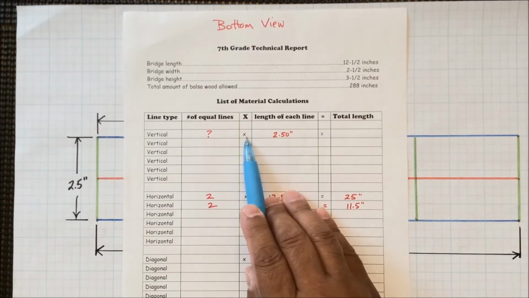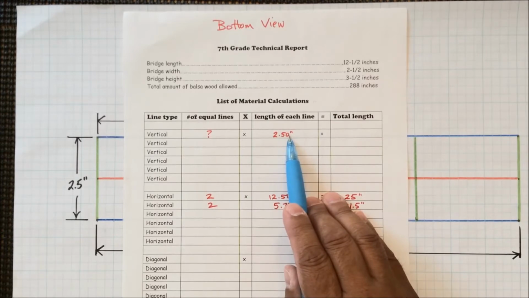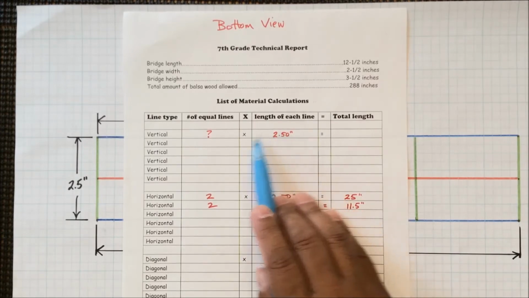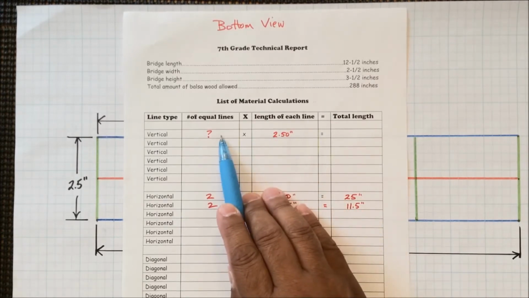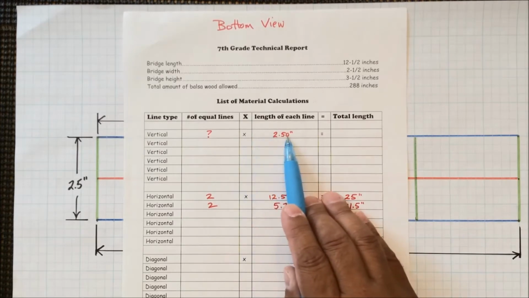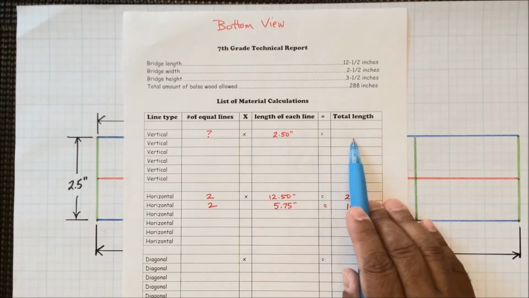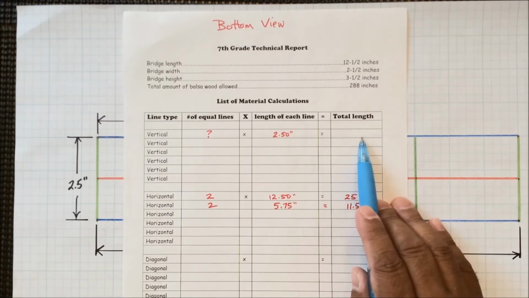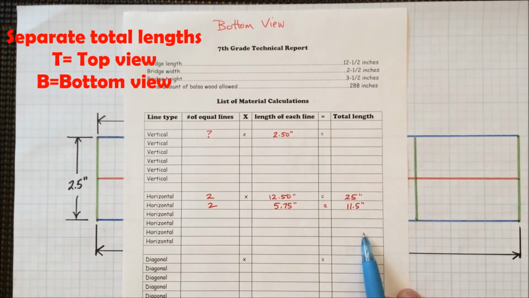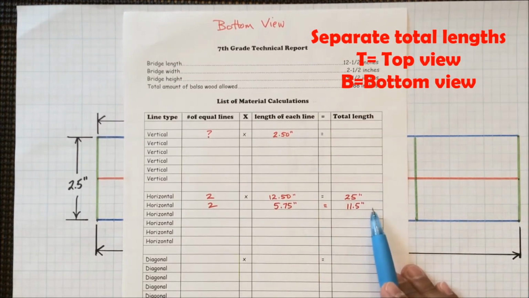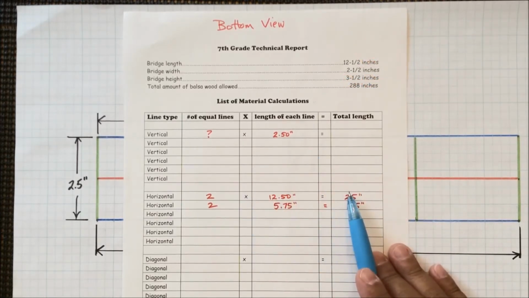Then we're going to multiply those lines times the length of just one of those lines. We can take the number of equal lines times the length of each line, and that will give us our total length. Now if you're measuring your bottom view and then measuring your top view, we're going to separate those measurements in this column by either writing a T or a B. T would be for a top view total, B would be for a bottom view total. I have on this list right here just the measurements for a bottom view.